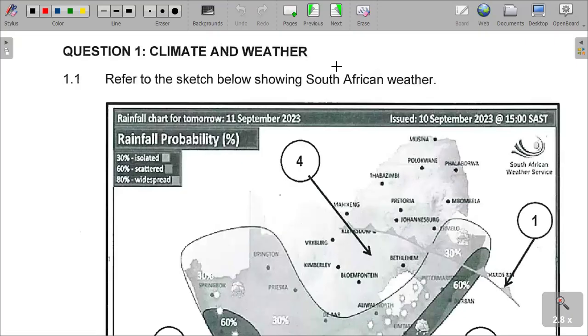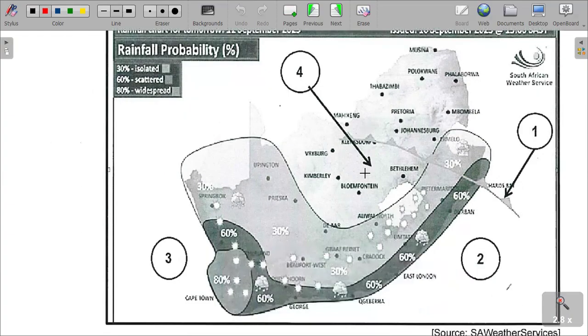We have question 1.1. Question 1.1, refer to the sketch below showing South African weather. It's a rainfall chart for tomorrow, 11 September 2023, issued 10 September 2023 at 3 o'clock South African time. A rainfall probability of 30% isolated, 60% scattered, and 80% widespread. We have our various cities as indicated there.